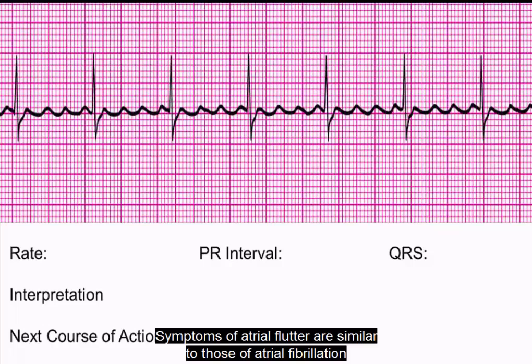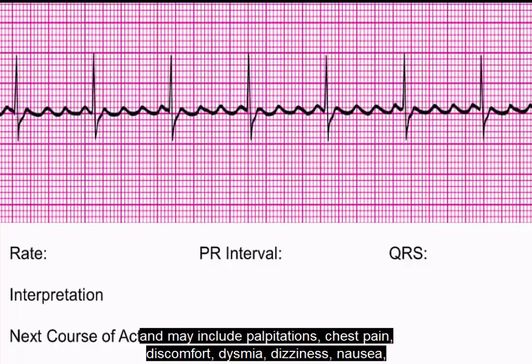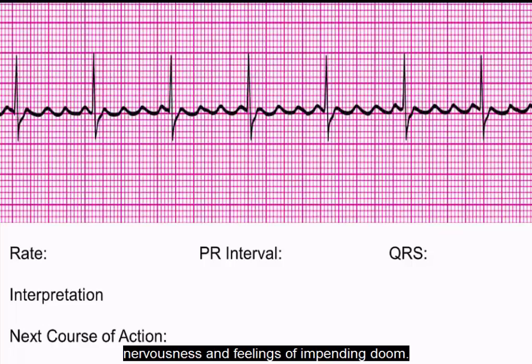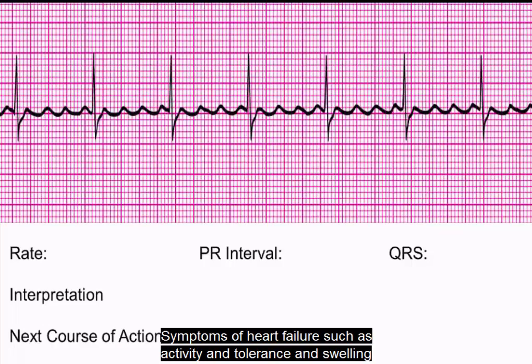Symptoms of atrial flutter are similar to those of atrial fibrillation and may include palpitations, chest pain, discomfort, dyspnea, dizziness, nausea, nervousness, and feelings of impending doom. Symptoms of heart failure such as activity intolerance and swelling of the legs can occur with a prolonged fast flutter.